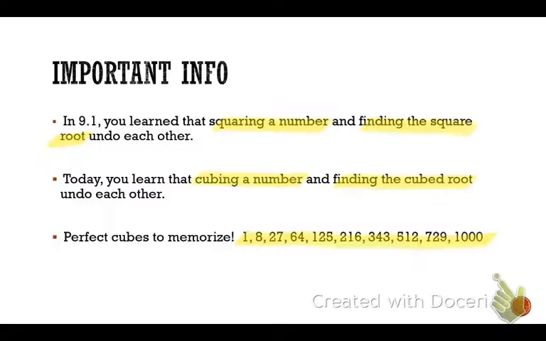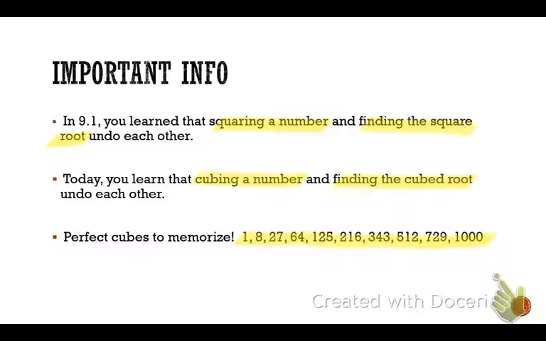All right, you need to write them down. 1, 8, 27, 64, 125, 216, 343, 512, 729, and 1000. All right, go ahead and write those down for me. We have the perfect cubes. Now let's look at the cube root.